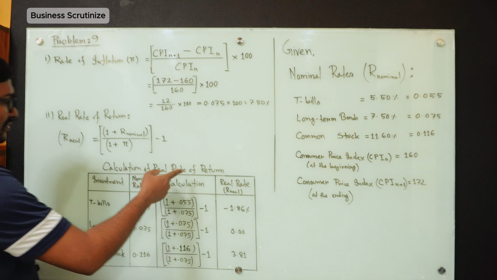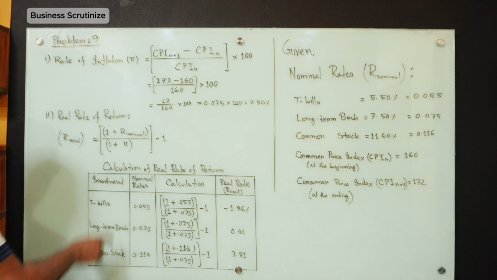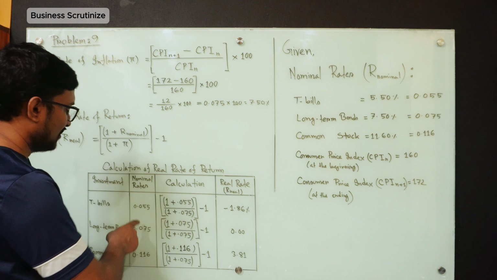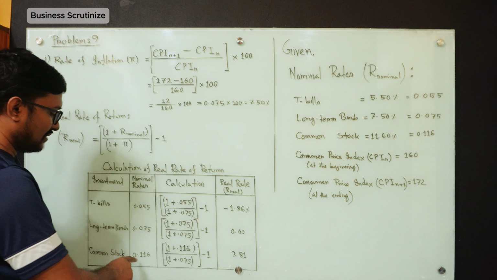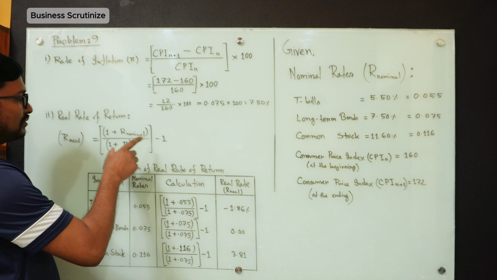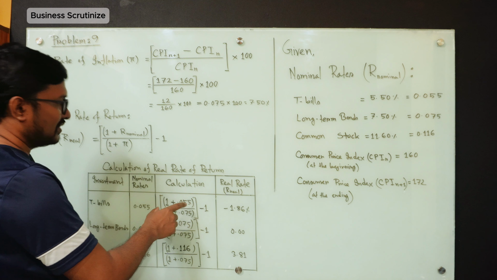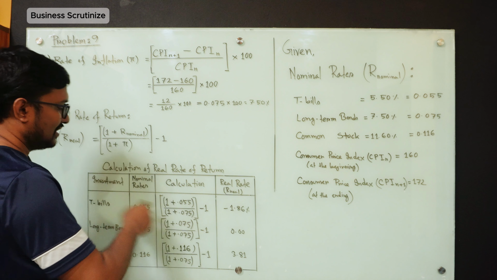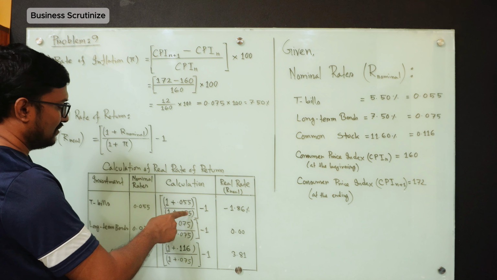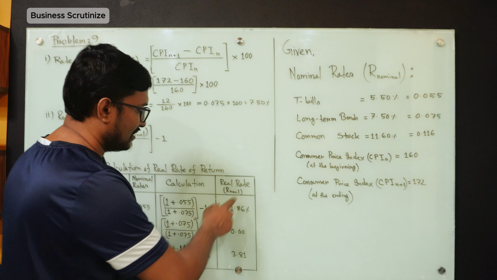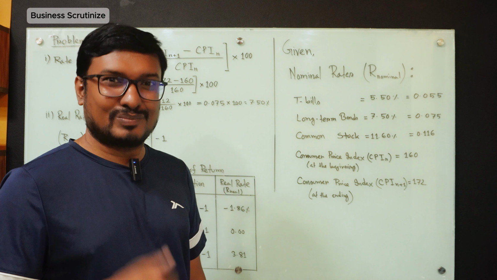There you can see the calculation of real rate of return. The first column presents the investments: T-bills, long-term bonds, and common stock. The respective nominal rates we have input into the second column: 0.055, 0.075, and finally 0.116. Now in the calculation column, we have to show the formula and input the data given. So for T-bills, 1 plus 0.055, the nominal rate, divided by 1 plus 0.075, the rate of inflation, minus 1. If we compute, we get the real rate for T-bills as minus 1.86%.